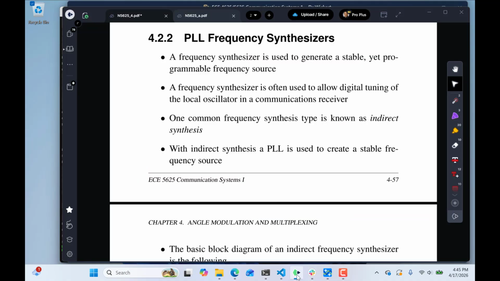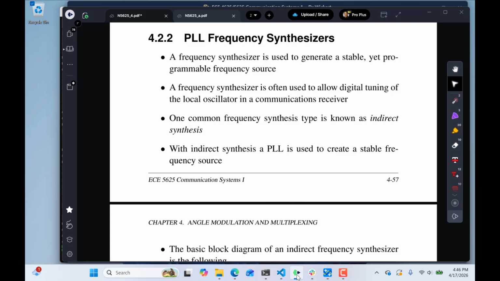So getting over to the notes, the next set of topics is frequency synthesizers, and this is a logical extension from phase lock loops. Frequency synthesizers allow you to generate a stable yet programmable frequency source. This is the way most radios tune today. They don't tune with an analog capacitor, changing the frequency of an oscillator. They generally tune with frequency synthesis and some sort of frequency synthesizer, such as this technique here.